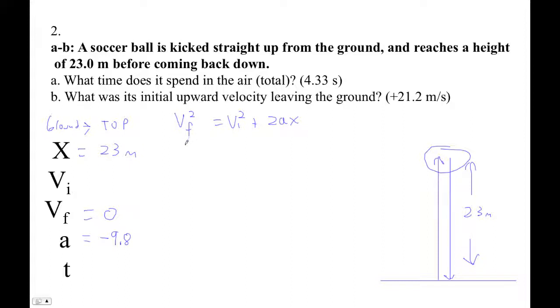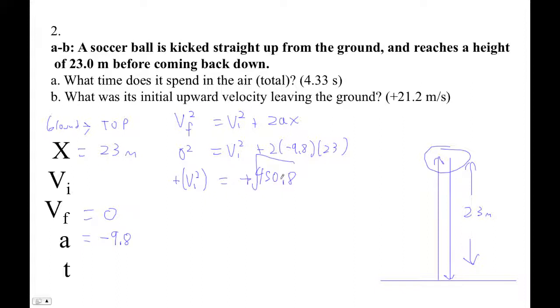You can't daydream and do this. Okay, so 0 squared equals vi squared plus 2 times negative 9.8 times 23. Okay, so 2 times negative 9.8 times 23 is negative 450.8. I'm going to go the opposite of vi squared equals negative 450.8. So I did two things. I multiplied this all out, and then I also put the vi on that side. I'm going to get rid of these negative signs, and then I'm going to square root.